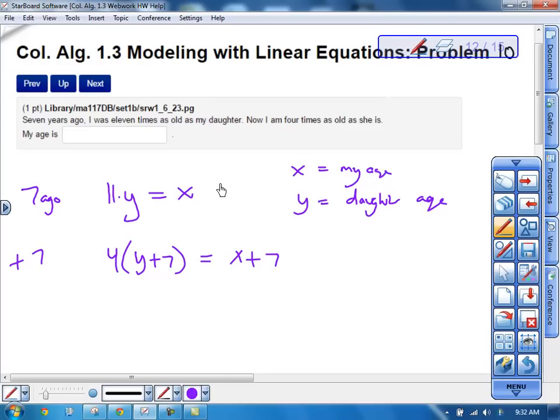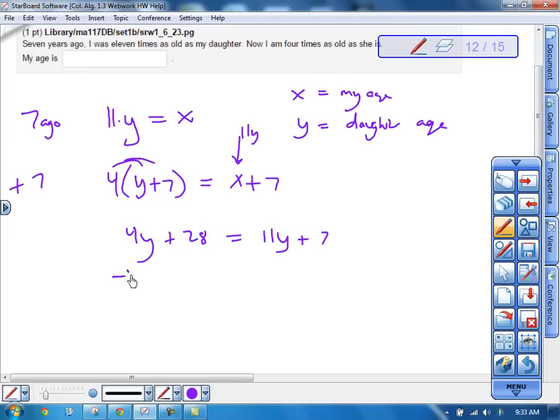Now I can solve this system by plugging in 11y for x by substitution. And I'll distribute as well, so it's 4y plus 28 equals 11y plus 7. Subtract 4y, and you get 7y. Subtract 7, and you get 21.